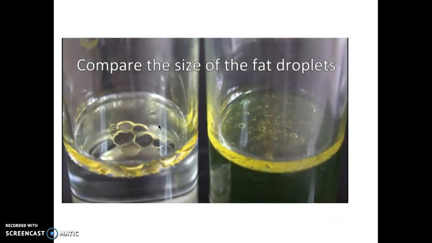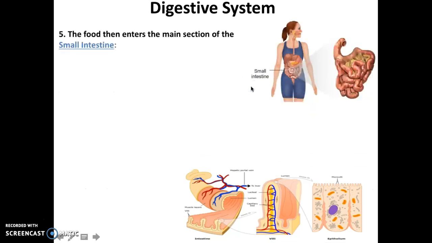So when you compare the sizes of fat droplets that are actually inside of your stomach, this is normally what these fat droplets look like once they get into your stomach. But once they travel to the duodenum, the very small section of the small intestine, they're going to start getting smaller and smaller. And the reason why this is happening is because the bile salts are going to be breaking it down. So without the bile salt, this is what it looks like. Now, when you add those bile salts in it, well, now the fat droplets are going to look smaller and smaller.